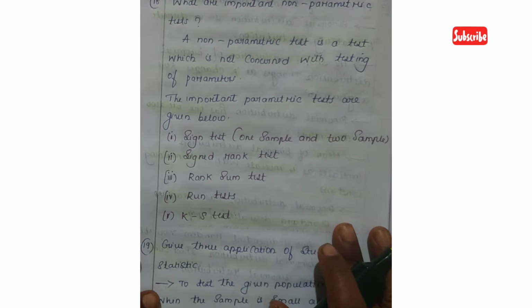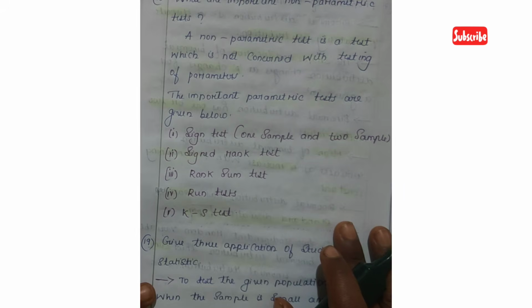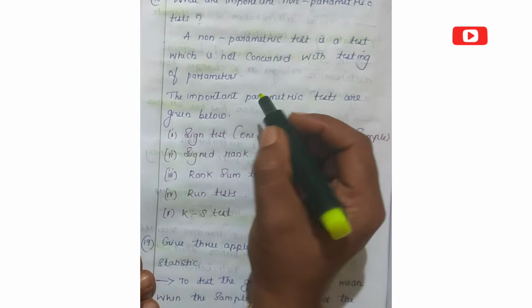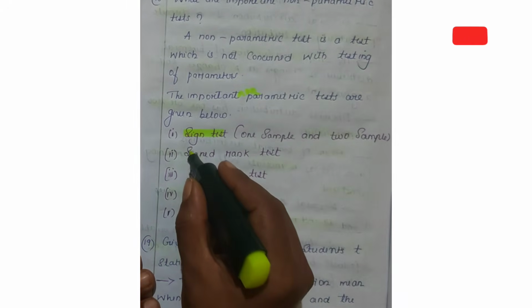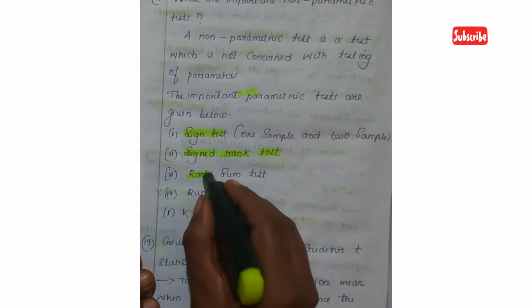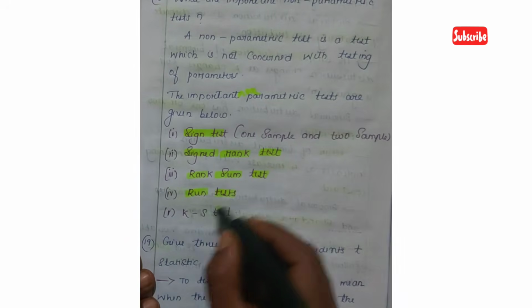ആൻഡ് ഇമ്പോർട്ടന്റ് നോൺ പാരാമെട്രിക് ടെസ്റ്റ് എന്ന് പറയുന്നത് ഏതൊക്കെയാണ്? ഇമ്പോർട്ടന്റ് നോൺ പാരാമെട്രിക് ടെസ്റ്റ് ആണ് സൈൻ ടെസ്റ്റ്, സൈൻഡ് റാങ്ക് ടെസ്റ്റ്, റാങ്ക് സം ടെസ്റ്റ്, റൺ ടെസ്റ്റ്, KS ടെസ്റ്റ്. ഇതൊക്കെയാണ് ഇമ്പോർട്ടന്റ് നോൺ പാരാമെട്രിക് ടെസ്റ്റിന്റെ അണ്ടറിൽ വരുന്നത്.